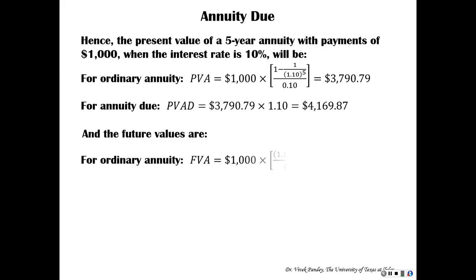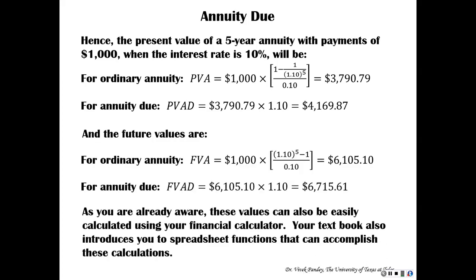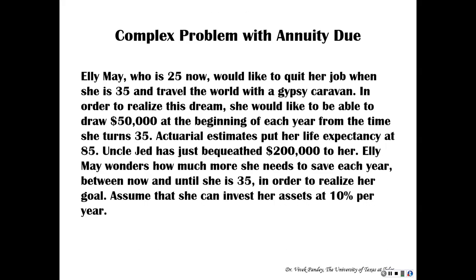So let's look at this. The title here says complex problem with annuity due, right? What makes it complex is simply that there are multiple steps involved. So first, Ellie Mae, who is 25 now, would like to quit her job when she's 35 and travel the world with a gypsy caravan. In order to realize this dream, she would like to be able to draw $50,000 at the beginning of each year from the time she turns 35.